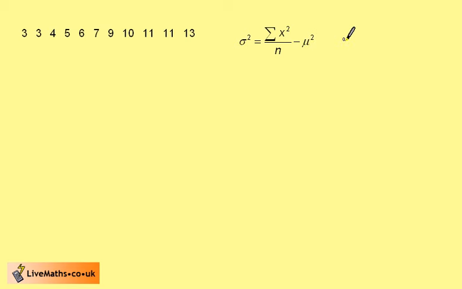Here we have the formula for the population variance. We're going to use this formula in order to work out the variance and standard deviation for this set of discrete data. In order to help us do this, let's look at the various parts of the formula.